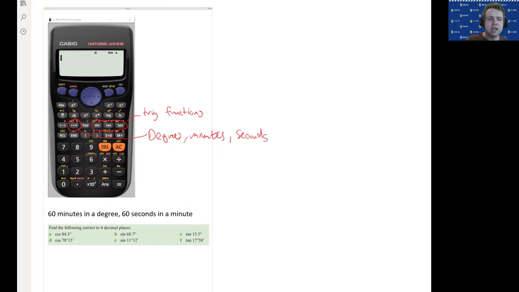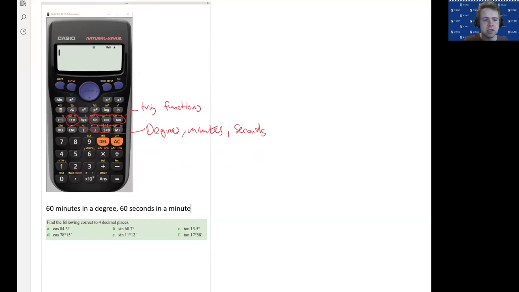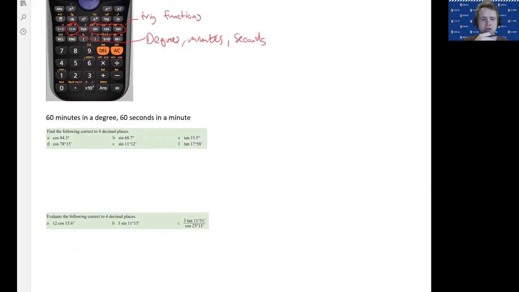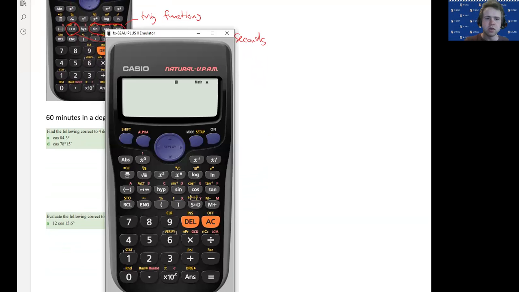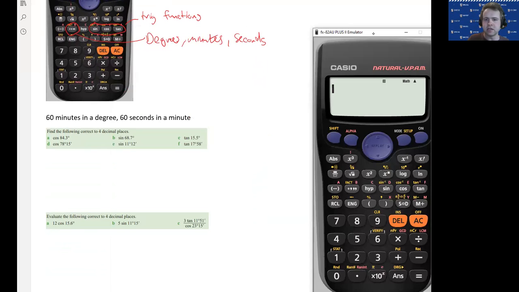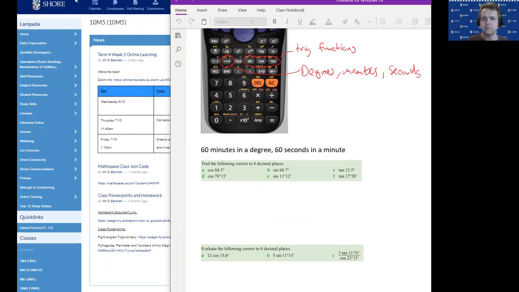So here's our calculator. You can see the degrees, minutes, seconds button is there. You've got the degrees symbol, then one apostrophe for minutes and two apostrophes for seconds. And then you've got your trig functions there, sine, cos, tan. What we're going to learn today is how to use our calculator to work these things out. Let me just set this up so I can do both at the same time.